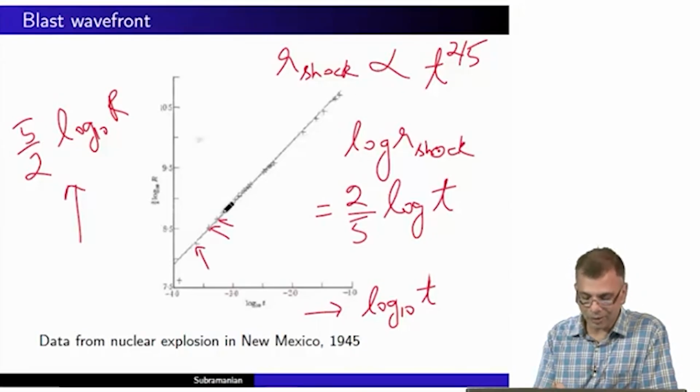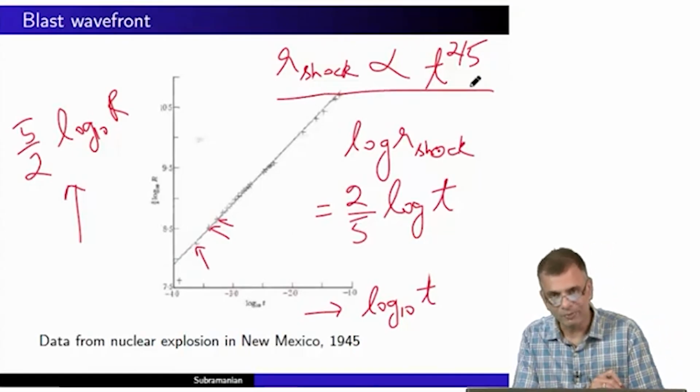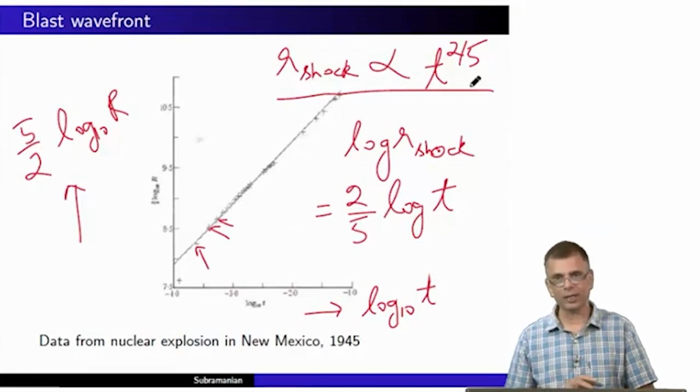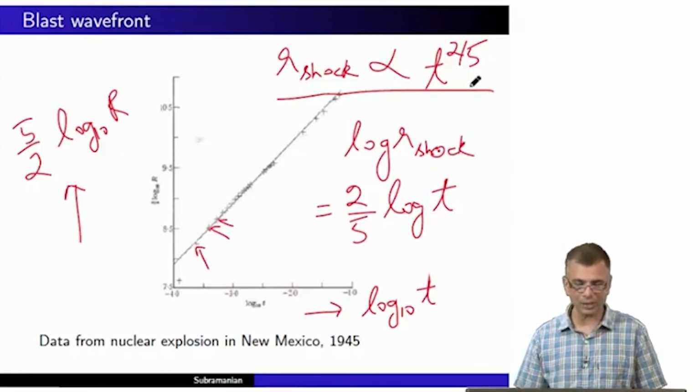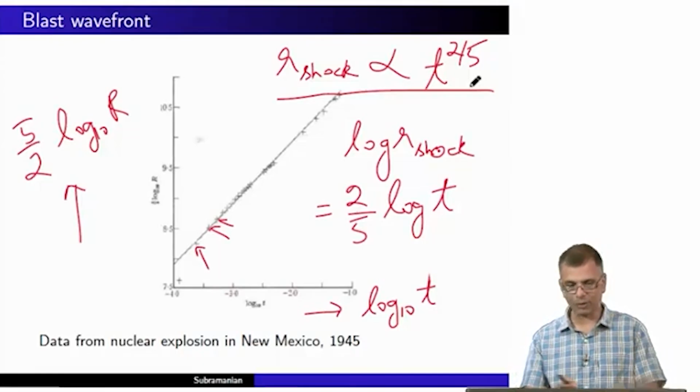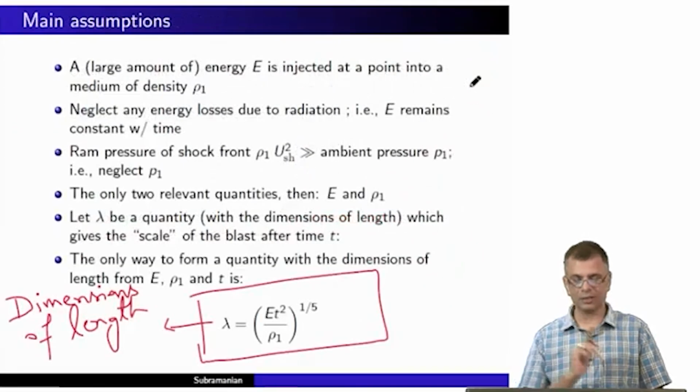And these crosses that you see, all these crosses lie amazingly well. This straight line is a fitted line, and the data agrees amazingly well with this prediction. It's almost scary how well the data agrees. Okay, so this is an amazing vindication of our simple prediction, of the prediction that involved only these simple assumptions.